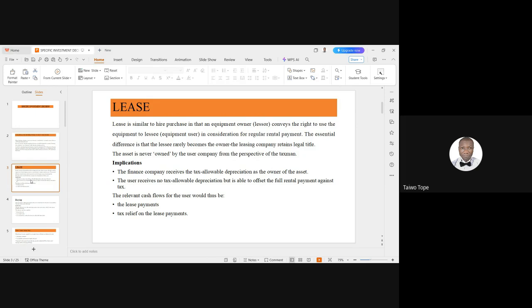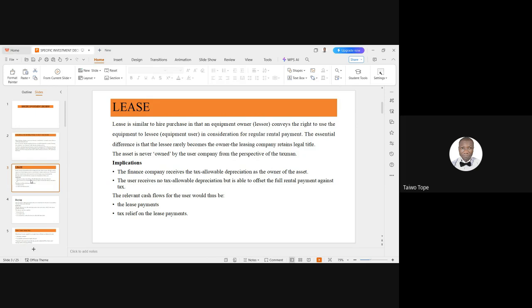So lease versus hire purchase. In hire purchase, the user makes installment payments, that is the hirer, and eventually ownership passes to the hirer after the final payment. So the tax treatment is, since the hirer will own the asset, they can claim capital allowance, that is the tax depreciation. While for lease, the user, that is the lessee, only has the right to use the asset. Ownership stays with the lessor, and the lessor can be a financing company or a leasing company.